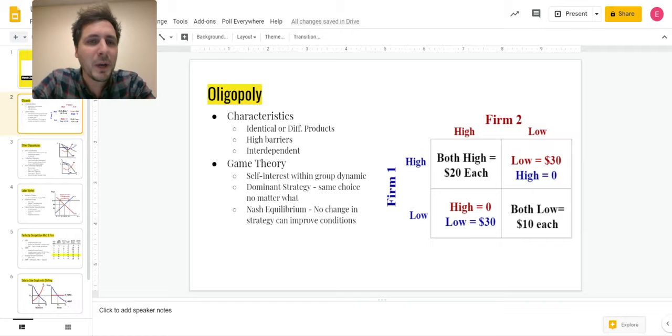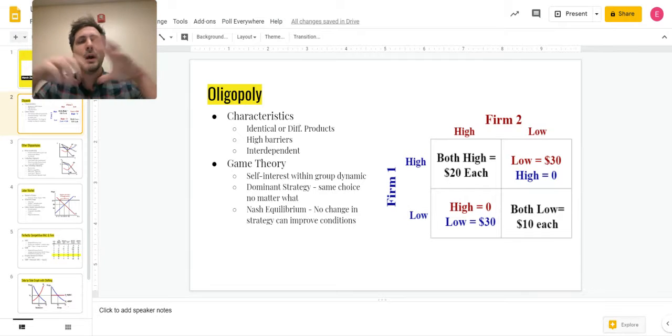All right, first thing, we're talking about oligopolies. Oligopolies are a few large firms, right? So the technical term is under 12. So a few very, very large firms that are interdependent, right?